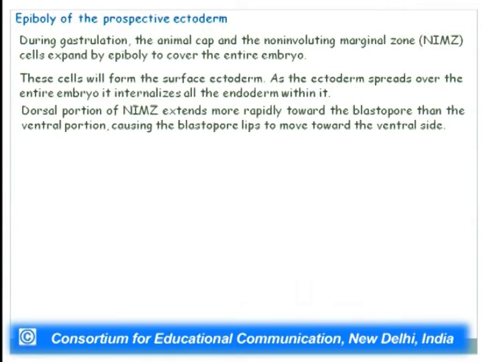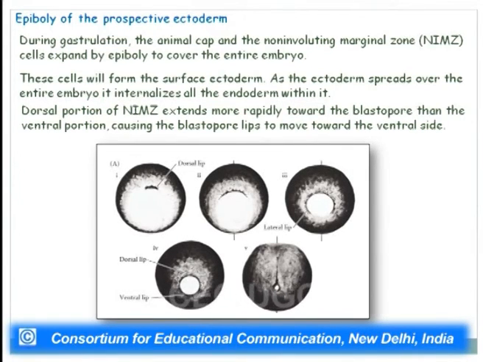These cells will form the surface ectoderm. As the ectoderm spreads over the entire embryo, it internalizes the endoderm within it. The dorsal portion of the non-involuting marginal zone extends more rapidly towards the blastopore than the ventral portion, causing the blastopore lips to move towards the ventral side. You can see from here that this is the dorsal slit that was formed, and now this region is extending. You can see the difference in pigmentation here. This animal cap is highly pigmented, and now it starts growing and expanding up to this region, and has engulfed the entire embryo.